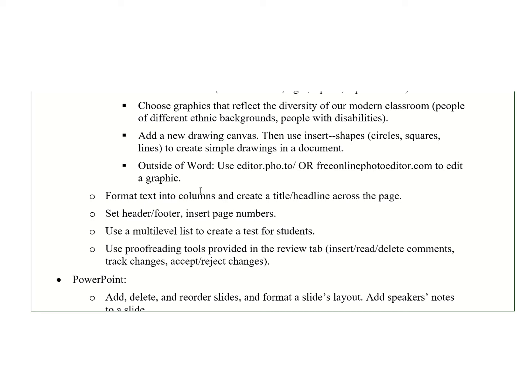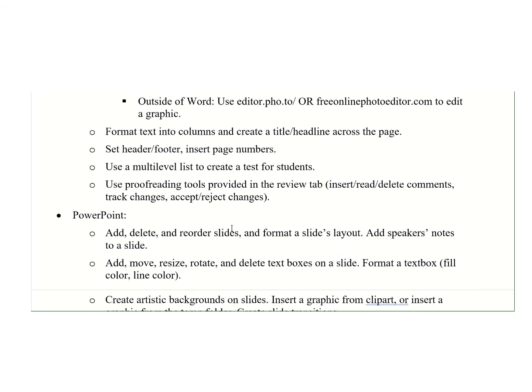We looked at formatting text into columns, header and footer, and one of the main things we did was we used the multi-level list tool to create a test for students. And we said this was a very valuable thing to do. It saves you a lot of time. This way, when you do a test or a quiz or a worksheet for students, you can create multiple choice. We can say 1 and then A, B, C, D, and do it quickly and effectively.